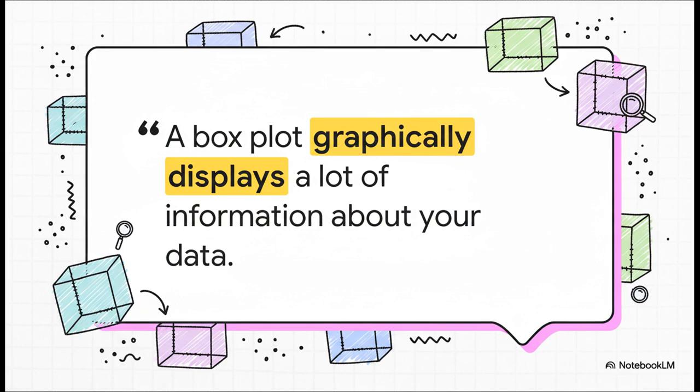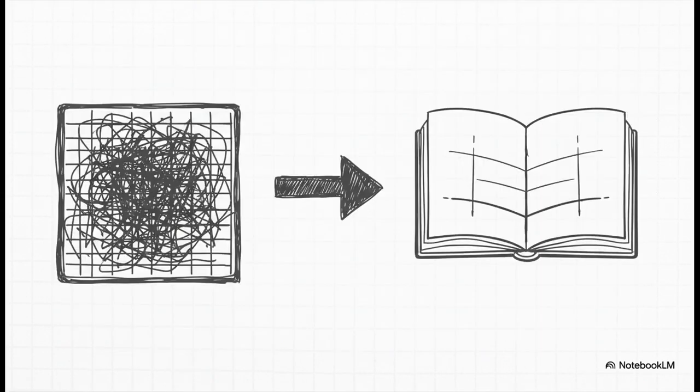And here it is, our solution, the box plot. You might also hear it called a box and whisker plot. It's this incredibly elegant tool that takes a whole bunch of complex data and boils it down into one simple, powerful graphic. The best way to think about a box plot? It's like a story summary for your data. You get all the main plot points without having to read every single number. So how is this story summary actually written? Well, let's break it down and build one from scratch.